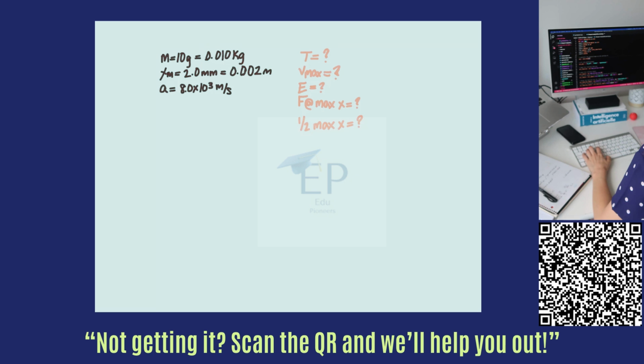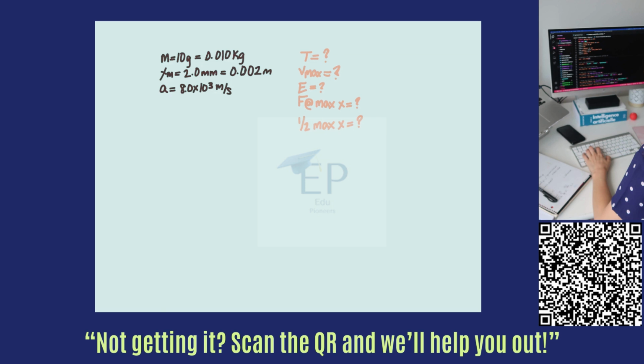For this problem, we are told that there is a 10-gram object that's undergoing simple harmonic motion. It has an amplitude of 2 millimeters, a maximum acceleration of 8.0 times 10 to the third meters per second squared, an unknown phase constant, and we're trying to find out what the period of the motion is, the maximum speed of the particle, the total mechanical energy, and the magnitude of the force on the particle when it's at its maximum displacement, and half of its maximum displacement.